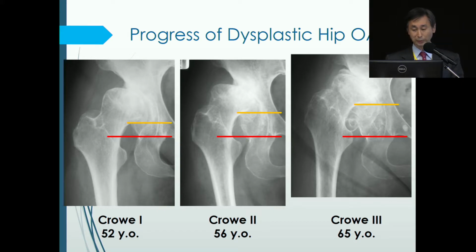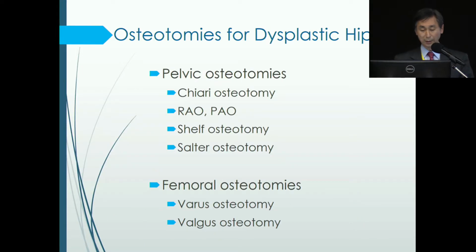During the progress of this secondary hip OA, you can see the superolateral subluxation of the femoral head usually. To prevent such subluxations, some kind of osteotomies are indicated. There are pelvic osteotomies, such as Kelly osteotomy, RAO, PAO, shelf osteotomy, Chiari osteotomy, and femoral osteotomies, such as varus and valgus osteotomies.